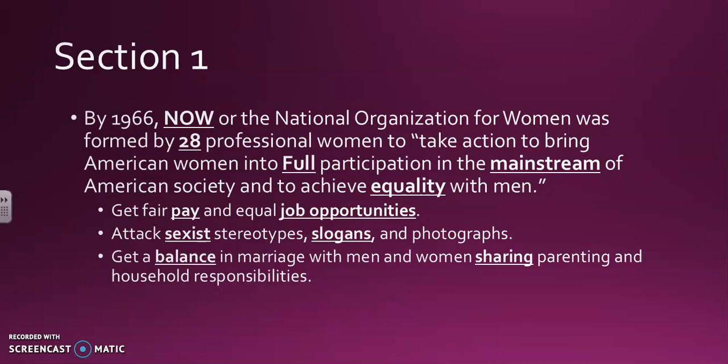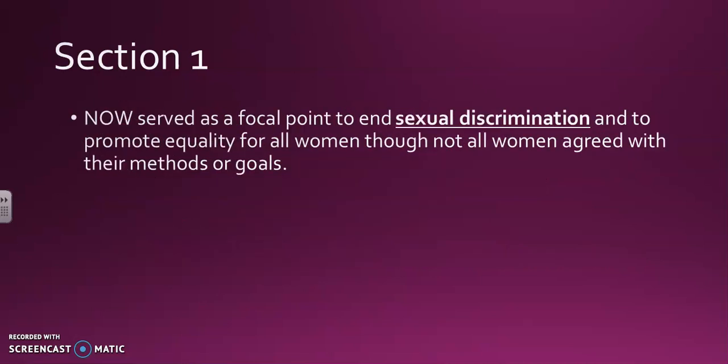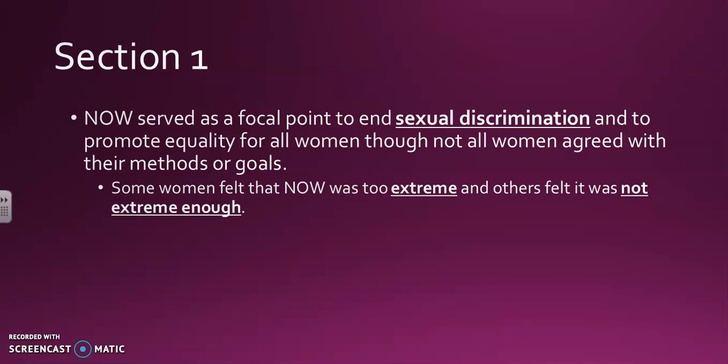So these will be the 3 things that NOW is really pushing for. The National Organization for Women will serve as a focal point to end sexual discrimination and to promote equality for all women, though not all women agreed with their methods or goals. And this goes back to, well, you can't make everybody happy, because some women felt that NOW was too extreme and others felt that it was not extreme enough.